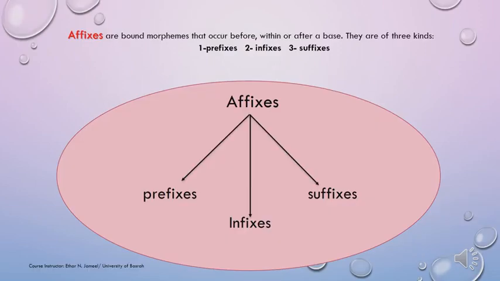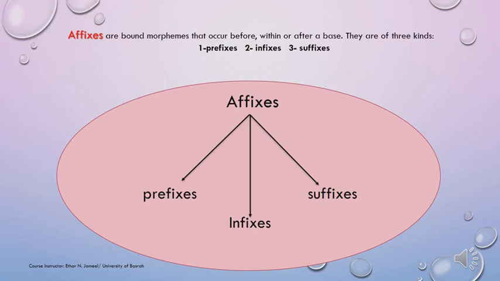Affixes are defined as bound morphemes. So, affixes are bound morphemes. Remember, affixes cannot be free morphemes. Affixes are always bound morphemes that occur before, within, or after the base. Their position is either before the base, within the base, or after the base. That is why we classify them into three types: prefixes, infixes, and suffixes. So we have three types of affixes according to their position regarding the base.